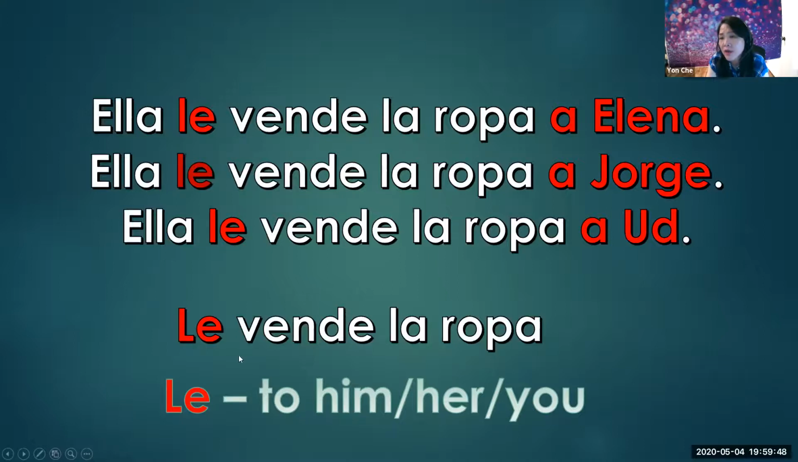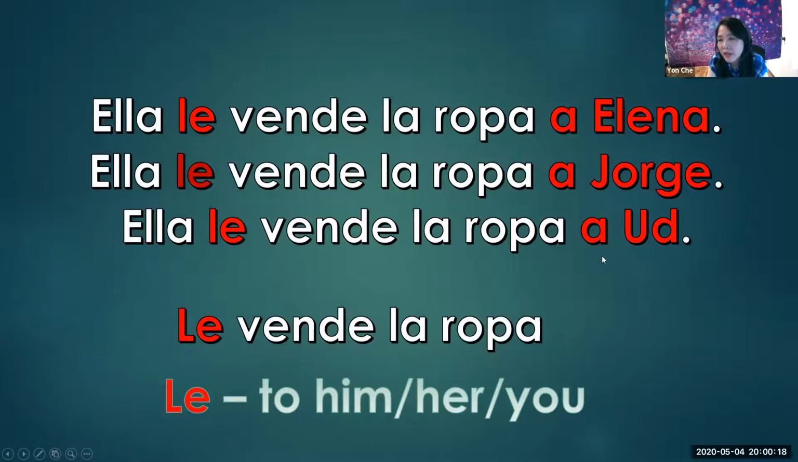All right. So ella le vende la ropa, or le vende la ropa, is an ambiguous sentence. It can lead to more than one translation. It requires more context. And how do you clarify this le? By adding this extra information. This a is not optional. You must always use it before the person. Okay. So ella le vende la ropa a Elena. Ella le vende la ropa a usted.